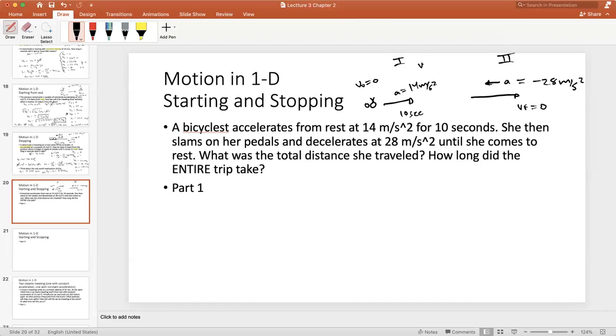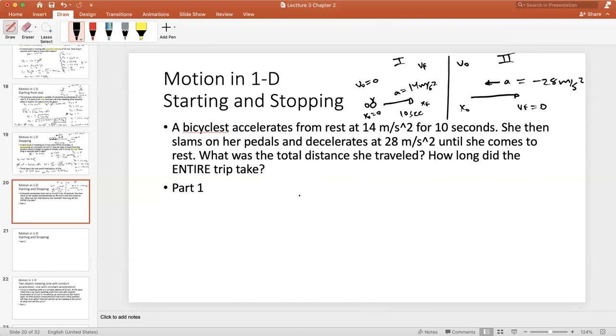But we don't know what V final is, and we don't know what V initial is for part 2. These 2 things will be the same. Whatever her speed is at the end of this 10 seconds, that is her initial speed during the braking, right? We also don't know what x final is here, and we don't know what x initial is here. X initial here is 0. So we don't know how far she went, and then wherever she is here, that's where we start for part 2.